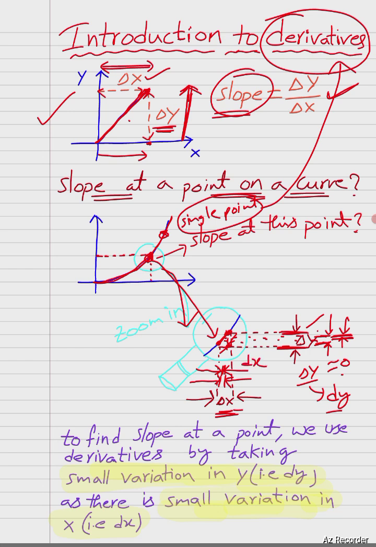What is the difference between delta x and dx? Delta x means there is a significant difference. dx means the difference is very small, almost equal to 0. Delta y means there is a significant change, but dy means the difference is almost 0. Hope you got the difference between delta x and dx, and delta y and dy. So what happened here?